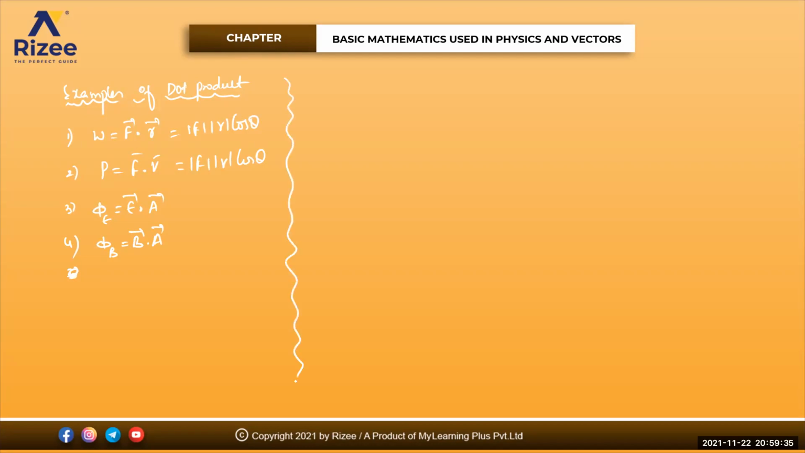Now this one, what we are doing is something really very important. That is the component of A bar along B bar. Component of what? A bar along your B bar. So what is the component of your A bar along your B bar? That's what we need to write.